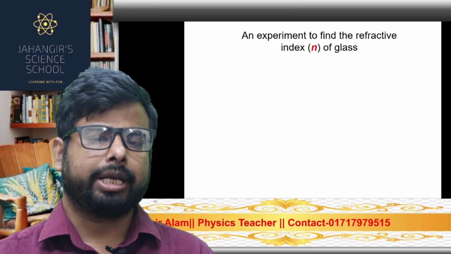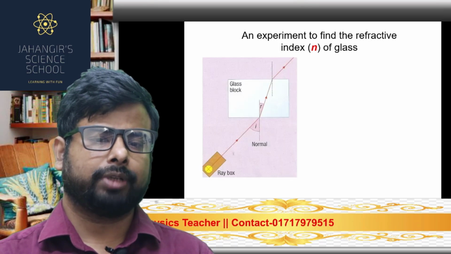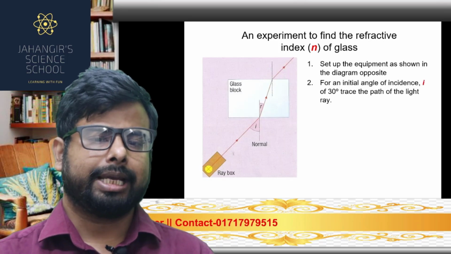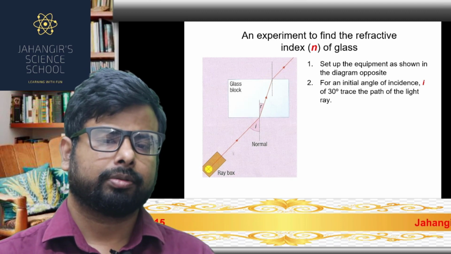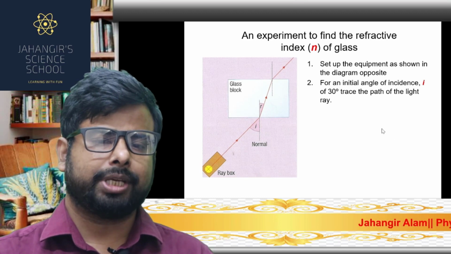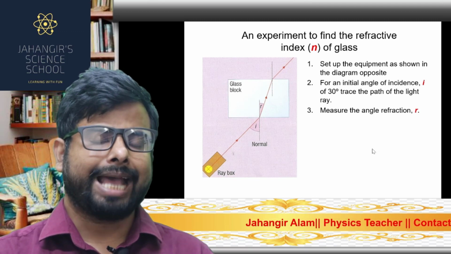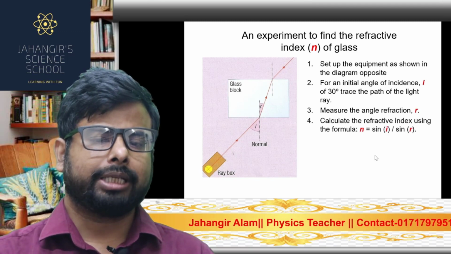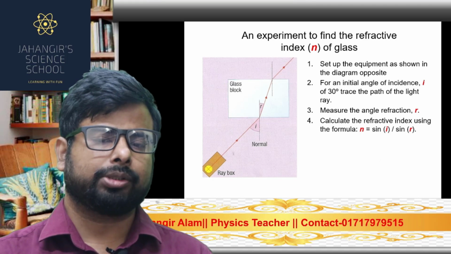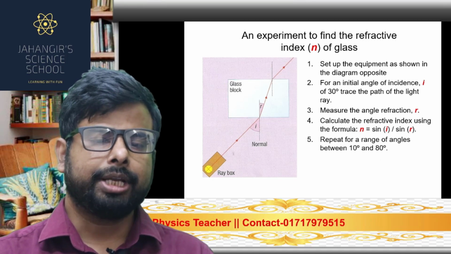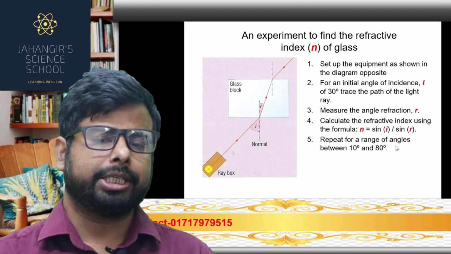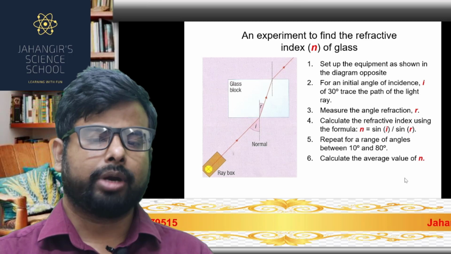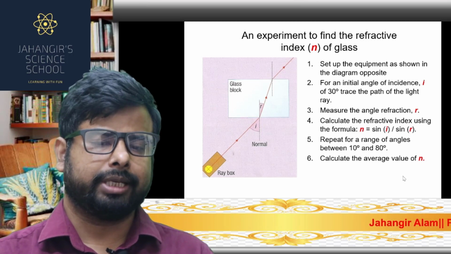An experiment to find out the refractive index eta of glass. Set up the equipment as shown in the diagram opposite. For an initial angle of incidence i of 30 degrees, trace the path of the light ray. Measure the angle of refraction. Calculate the refractive index using the formula eta equals sin i by sin r. Repeat for a range of angles between 10 to 80 degrees. Calculate the average value of eta, the refractive index.